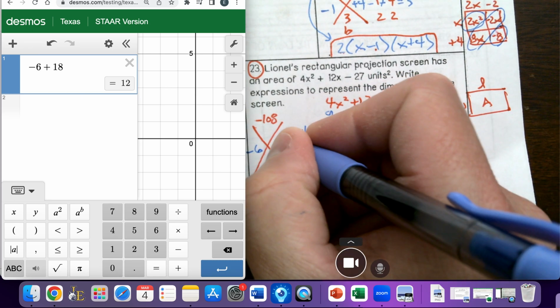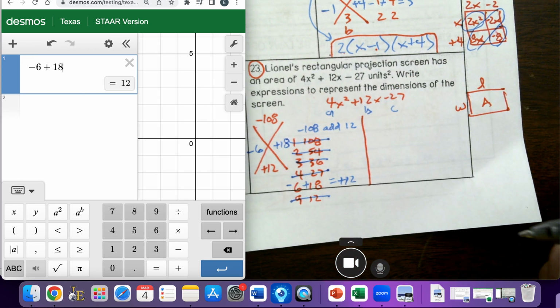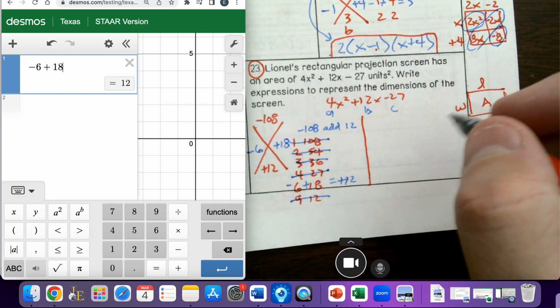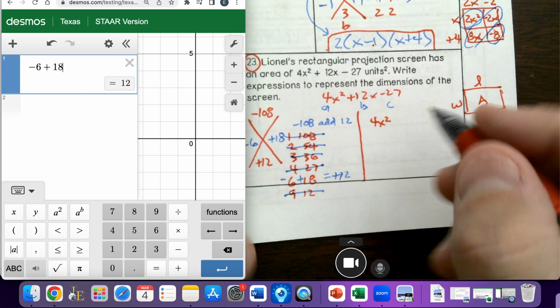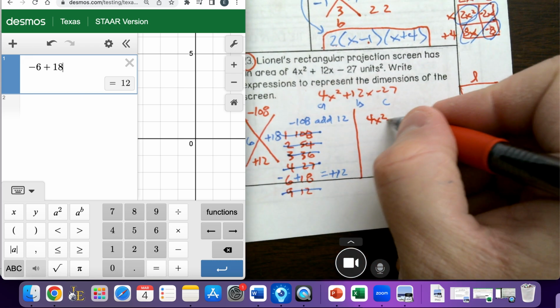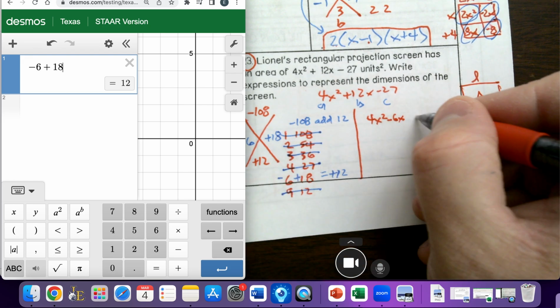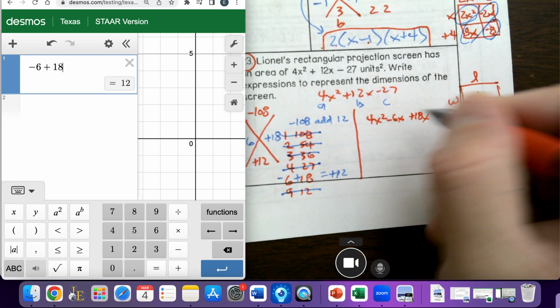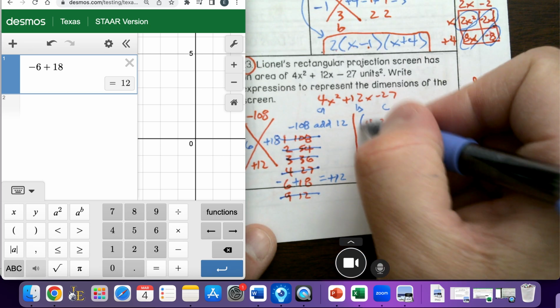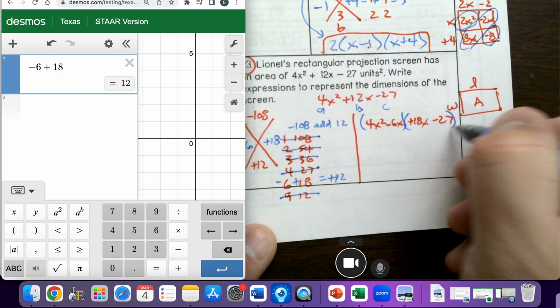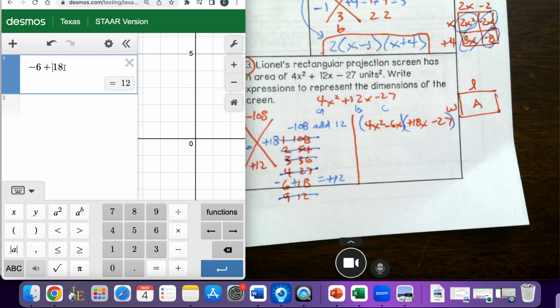And so I'm going to write down the original equation here, 4x squared, but instead of 12x, I'm going to put a negative 6x plus 18x, and then minus 27. And so this is what I'm going to have to use the grouping method on. Whew, so here we go. So is there a greatest common factor of 4 and negative 6? Let's find out.